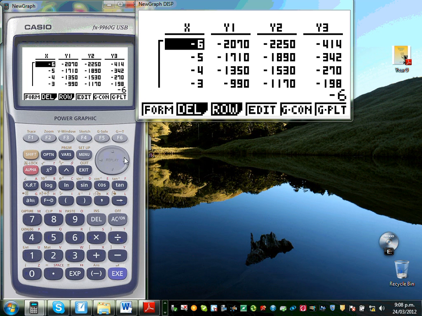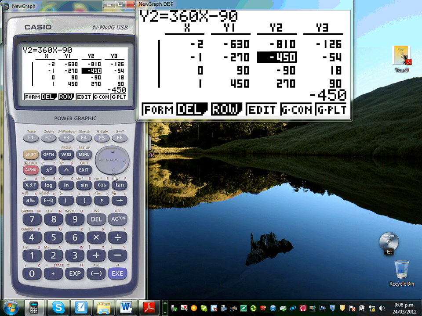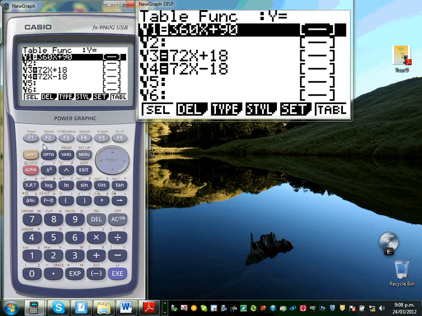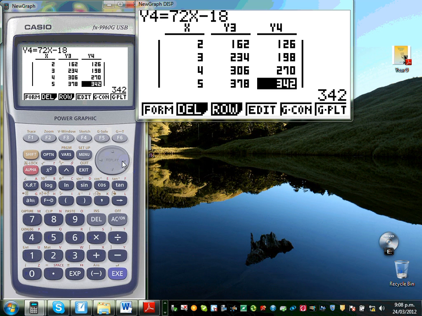So these are the values that we don't want. These are too big. We want only from 0 to 360. If you look at this, you get only 90 from this, and from the next you get only 270. So let me delete these two equations. In the table, this is 18 degrees, 90, 162, 234, 306, and this is too much. For the last one, 72x minus 18, you get 342. Then 270, 198, and so on.